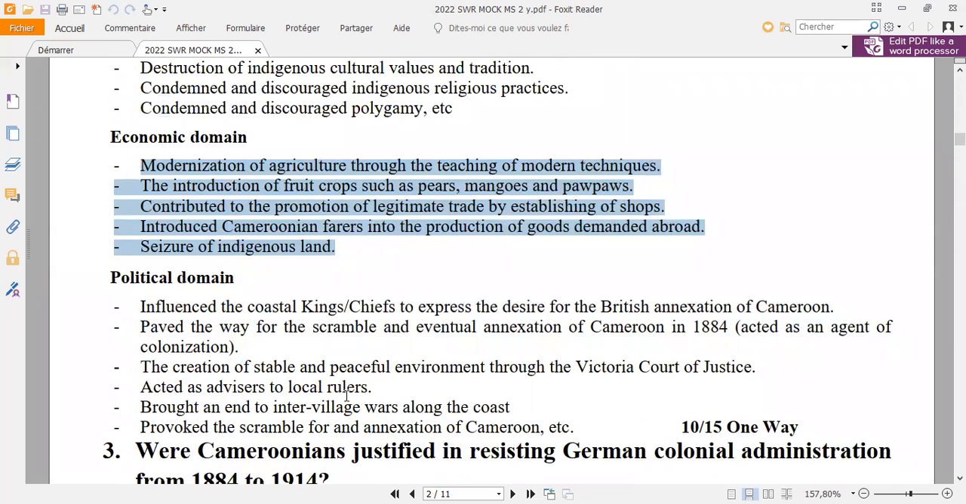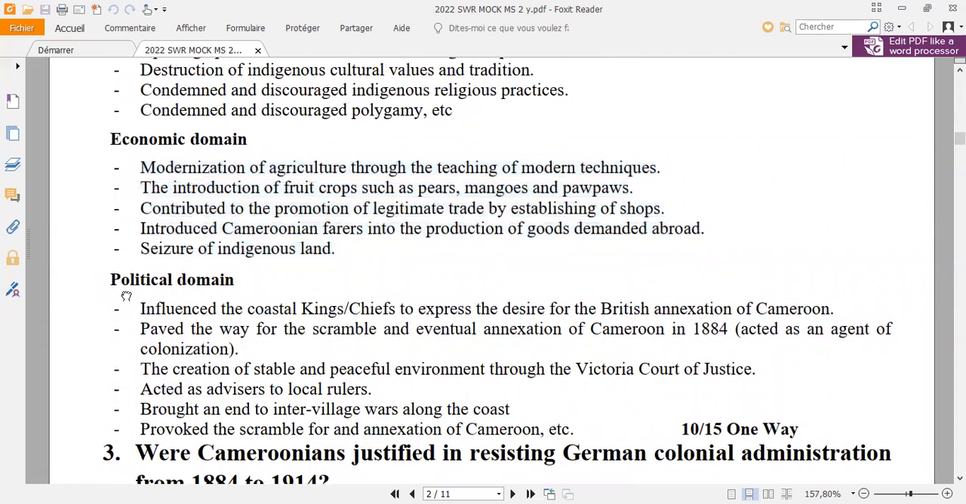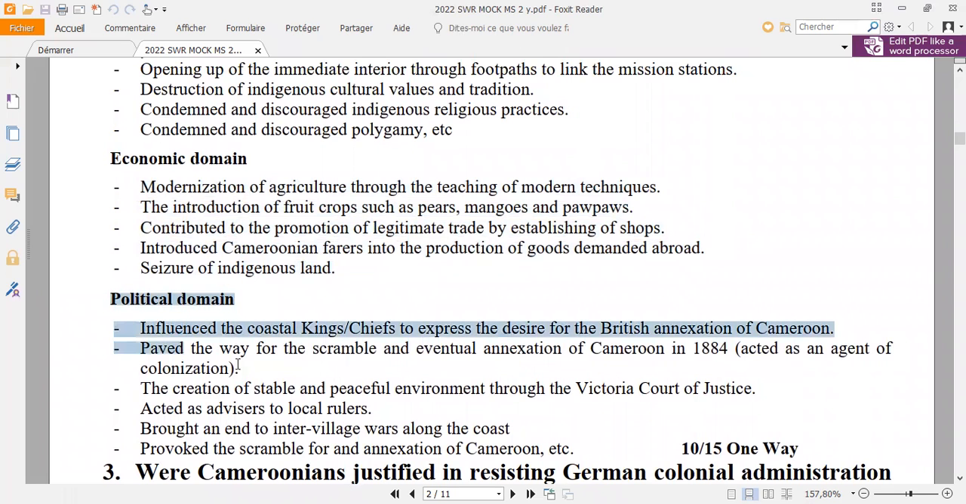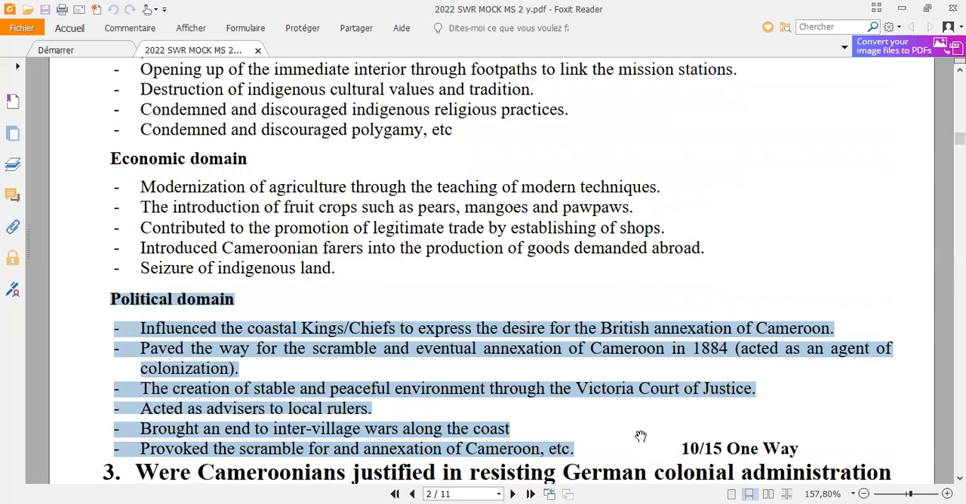Then in the political domain, we are talking about influencing the coastal chiefs to express their desire for British annexation of Cameroon, paving the way for the scramble and eventual annexation of Cameroon, and the creation of a stable and peaceful environment through Victoria. They acted as advisers to local rulers, brought an end to inter-village wars along the coast, and provoked the scramble for an annexation of Cameroon.